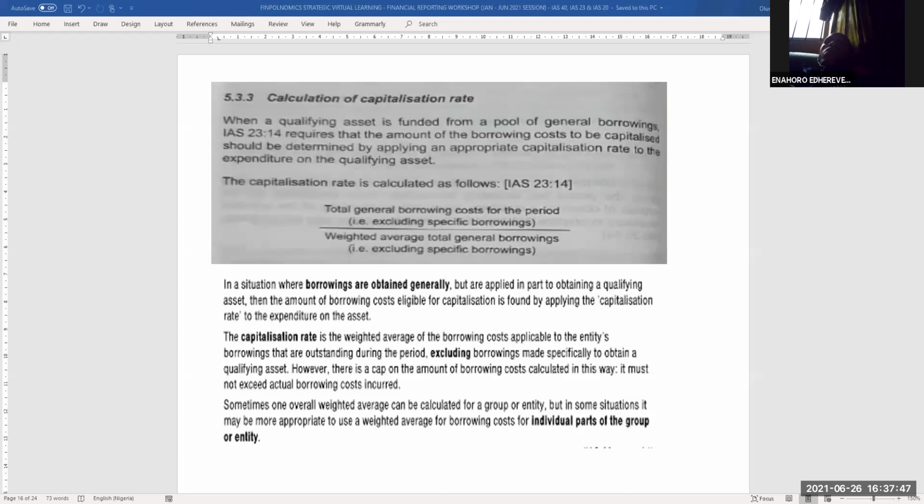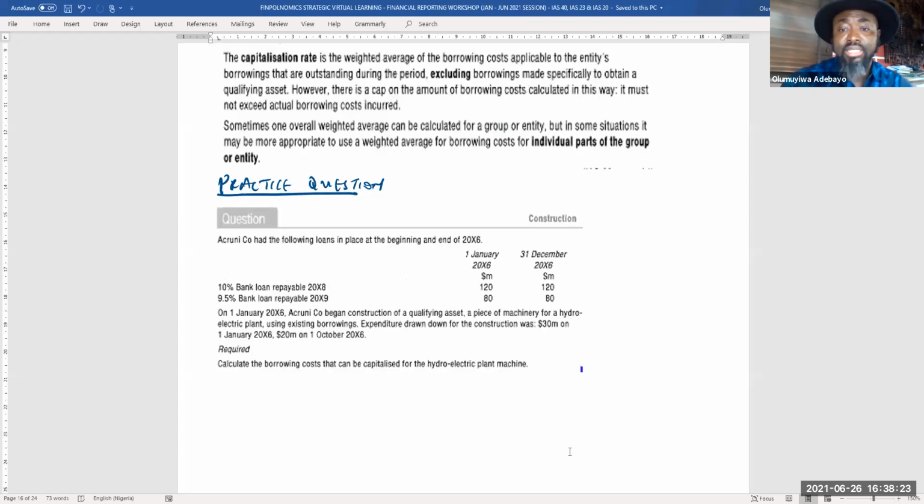However, there is a cap on the amount of borrowing costs calculated in this way. It must not exceed actual borrowing costs incurred. Sometimes one overall weighted average can be calculated for a group or entity, but in some situations, it may be more appropriate to use a weighted average for borrowing costs for individual parts of the group or entity. Okay, now on that premise, I want you guys to attempt this question. Read it out and let's discuss it in a few minutes.